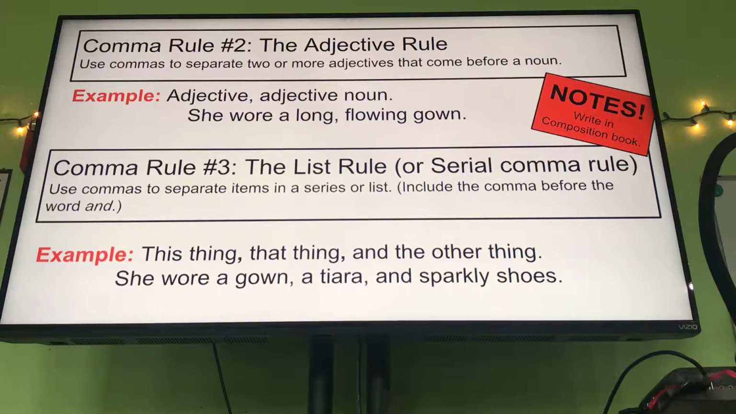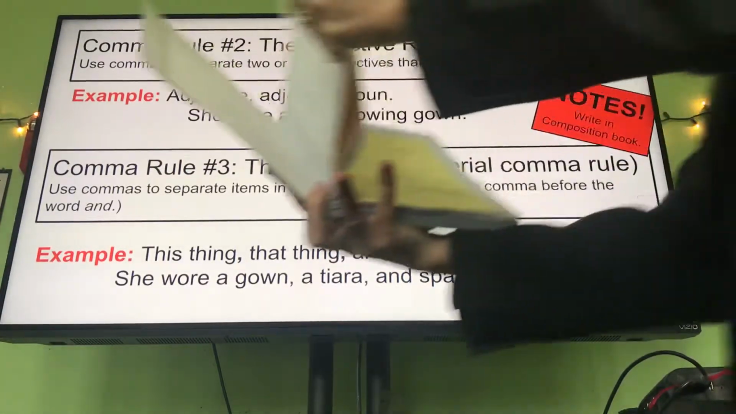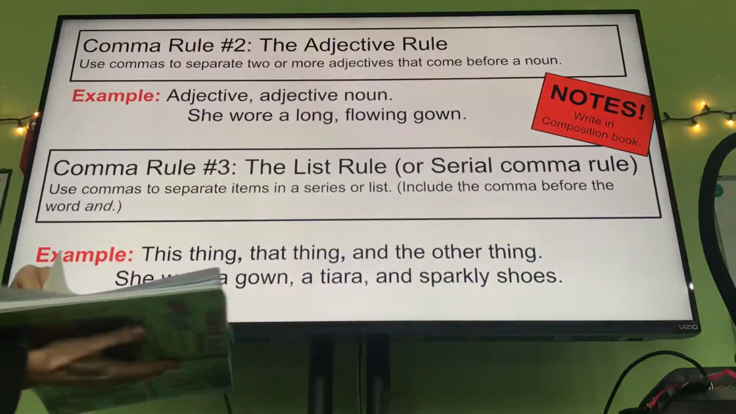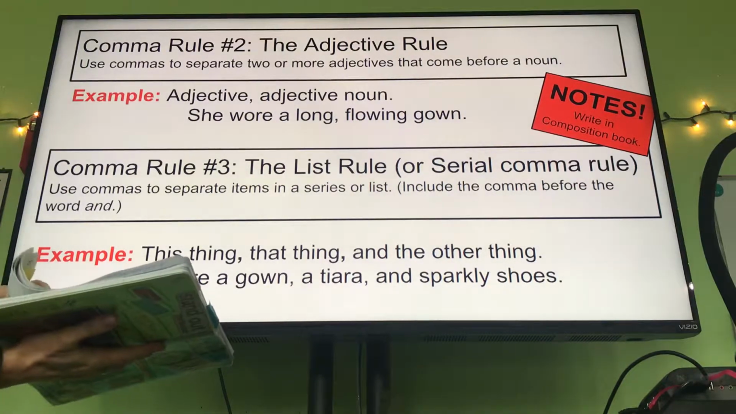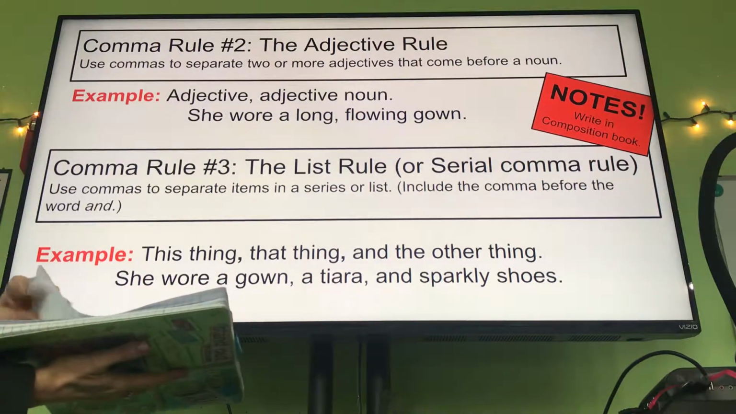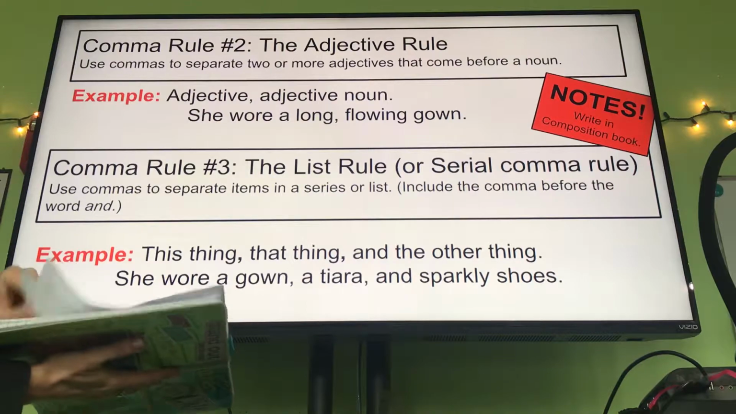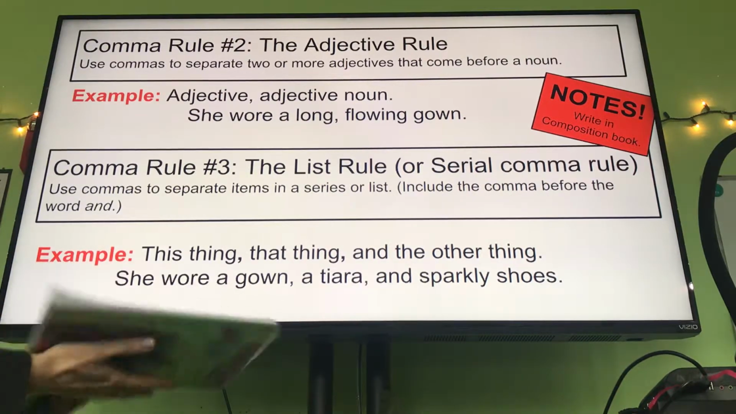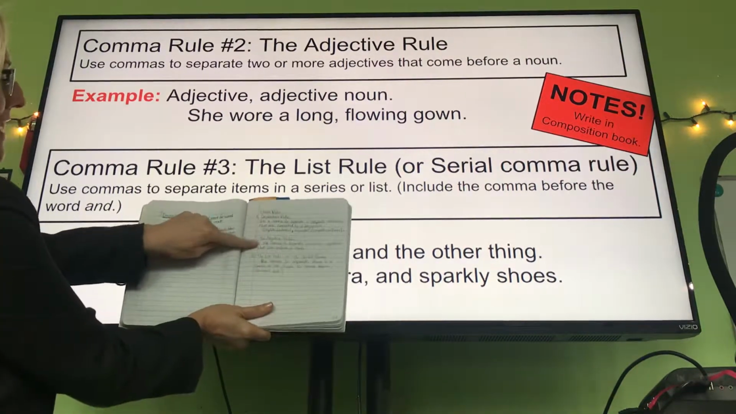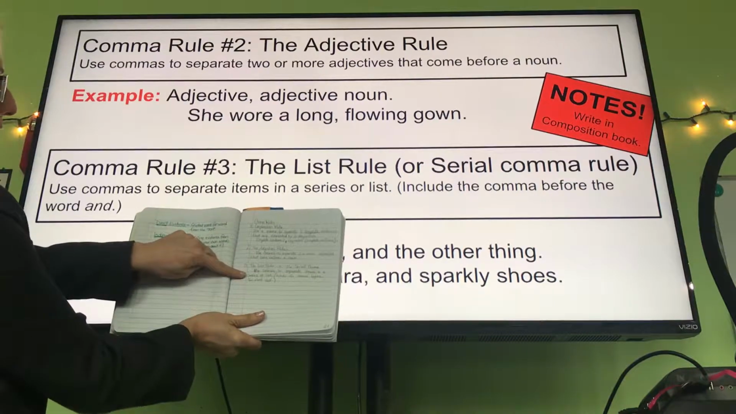Comma rule number 2. Actually, open your composition book to your comma rules page that you have not only written in your table of contents, but wherever you wrote it, like in mine, it's on page 21. And you have comma rule number 1. Now you're going to add comma rule number 2 and comma rule number 3.